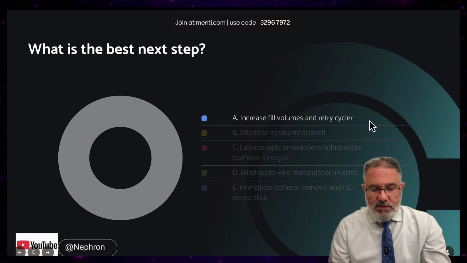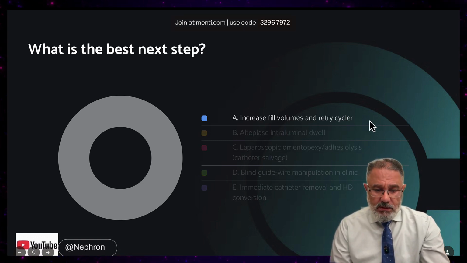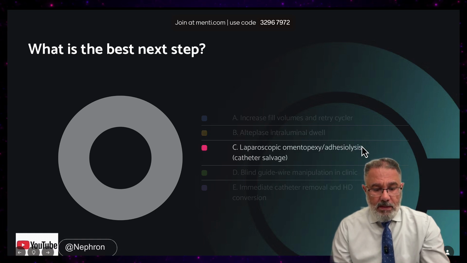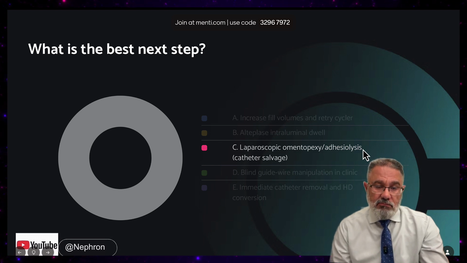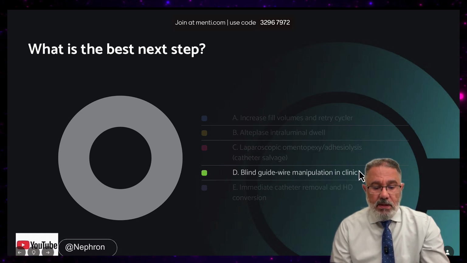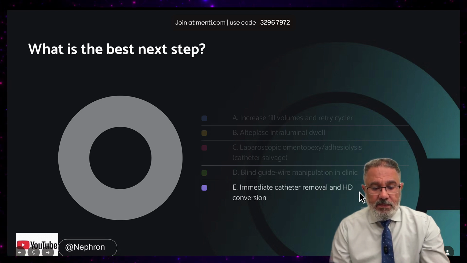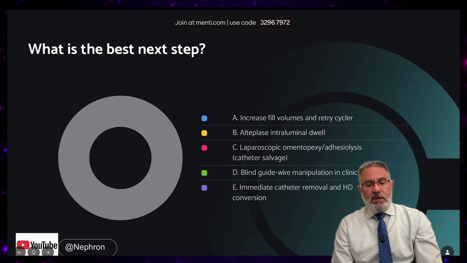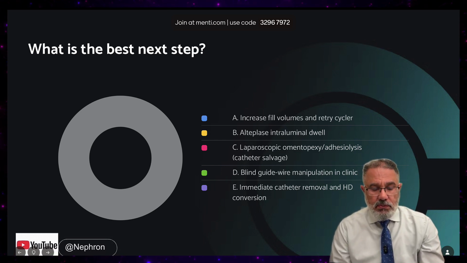A. Increase fill volume and retry cycler. B. Alteplase intraluminal dwell. C. Laparoscopic omentoplexy, adhesiolysis, catheter salvage. D. Blind guide wire manipulation in clinic. E. Immediate catheter removal and hemodialysis conversion. One of these options is the best next step. I'll give you a minute, or pause the video to think about the options.